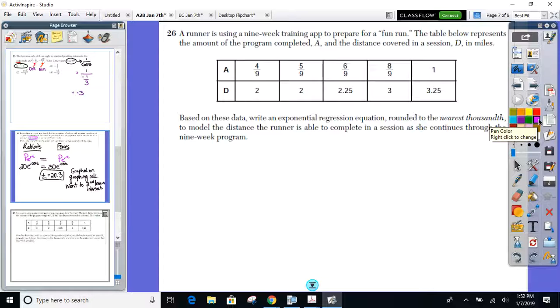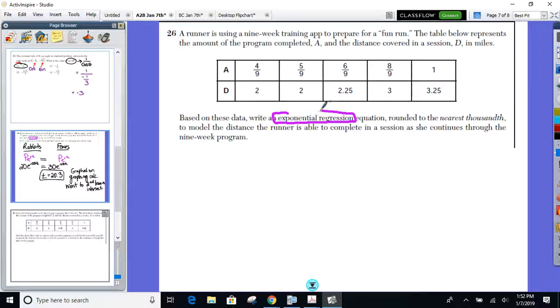Okay, so something about a runner. They give us a column for A, a column for D. Based on this data, write A. Okay, here we go, everyone. Exponential regression. Please do not get freaked out. Your calculator is going to do all the work.